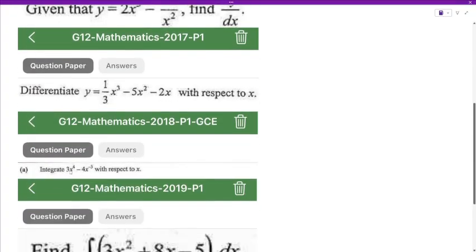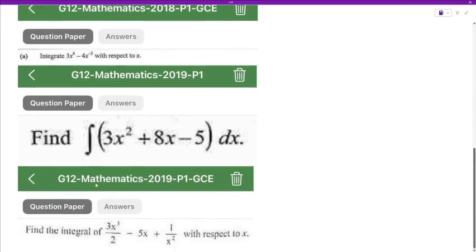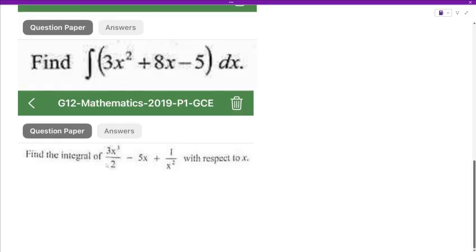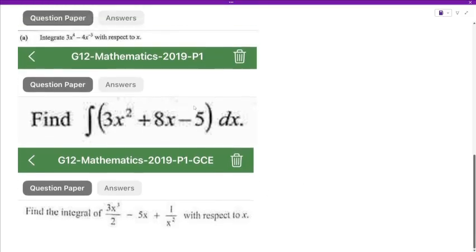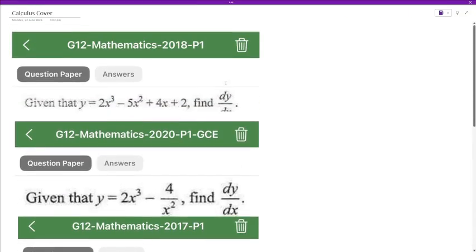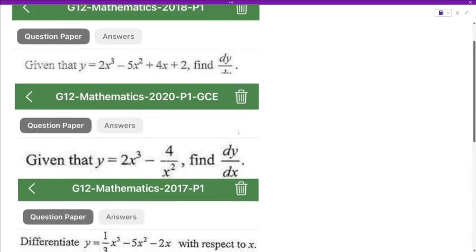For integration, they'll either say integrate with respect to x, or give you a function inside brackets with a symbol that looks like an s. This is the integral symbol. Sometimes they'll say find the integral of something with respect to x. Whenever you see the word integral, integrate, or this symbol, just know that I'm integrating. Whenever you see dy dx, the question is on differentiation.